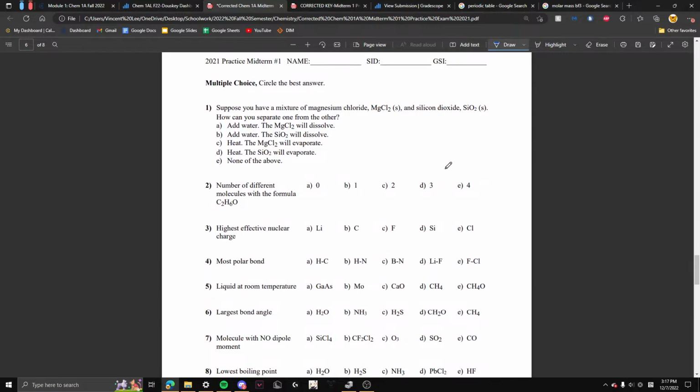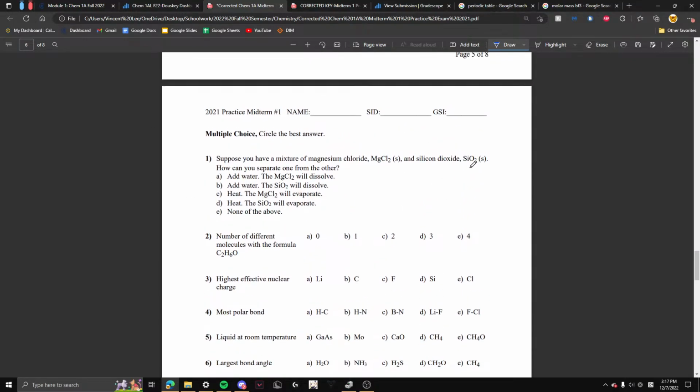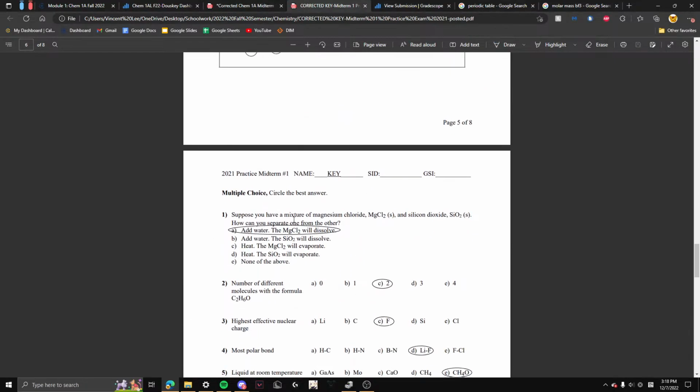A lot easier on me. Okay. Suppose you have a mixture of magnesium chloride and silicon dioxide. How can you separate one from the other? Okay, this is hard because I feel like you would need... I want to guess this one. I might be wrong. Am I right? Oh, I am right. Okay.